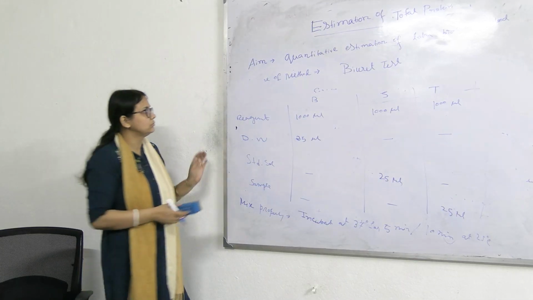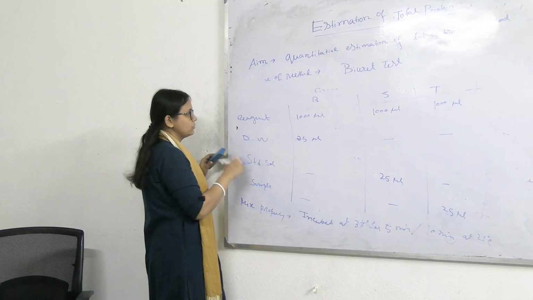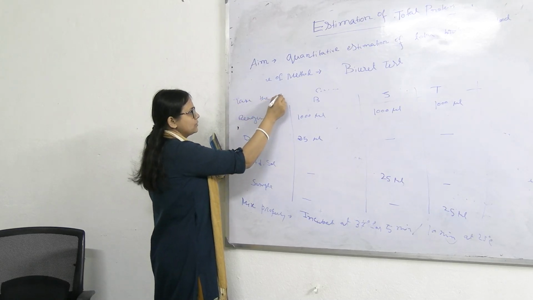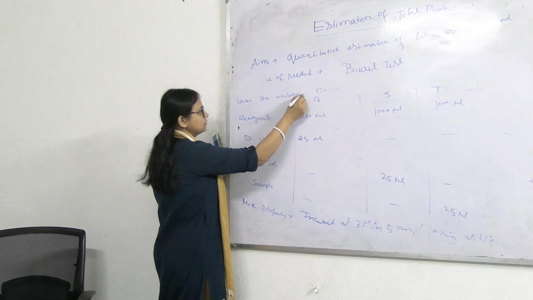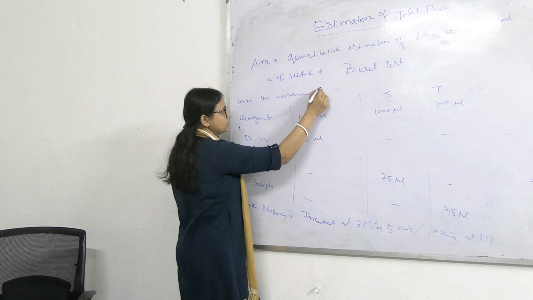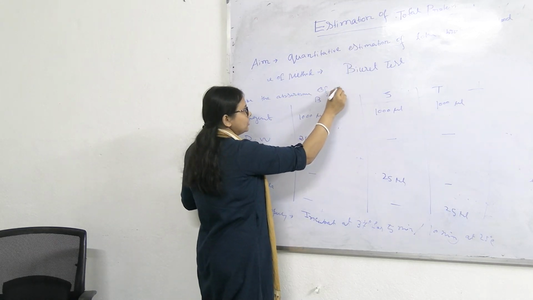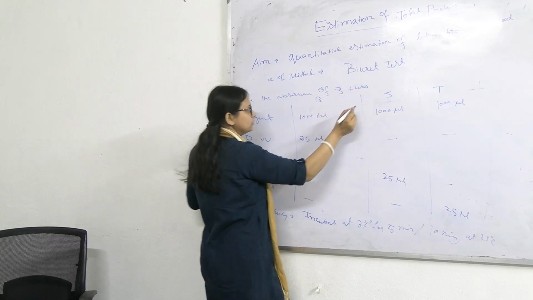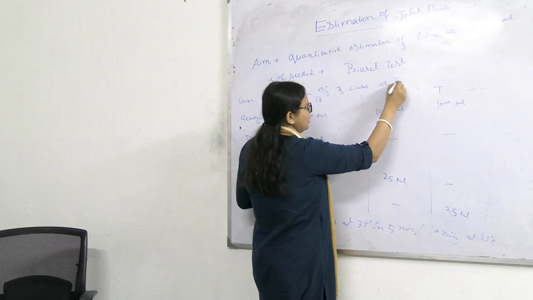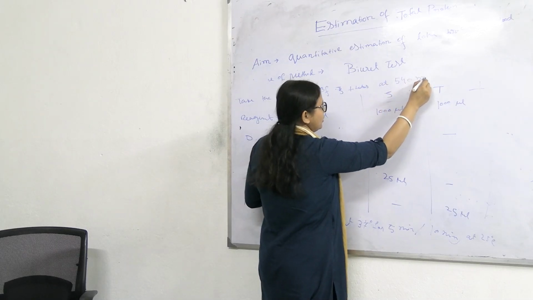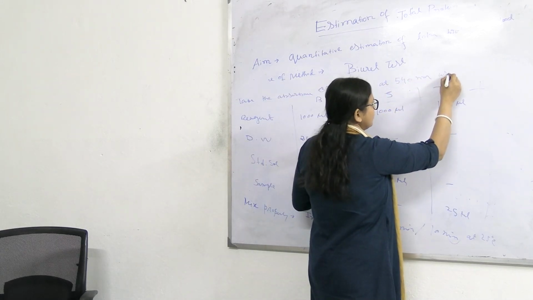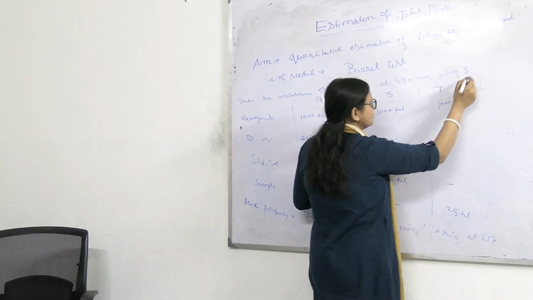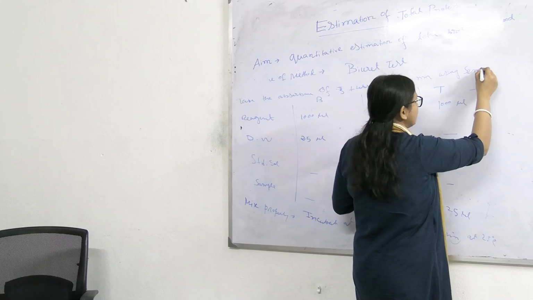Then we have to take the absorbance of the 3 test tubes at 540 nanometers using the semi-auto analyzer.